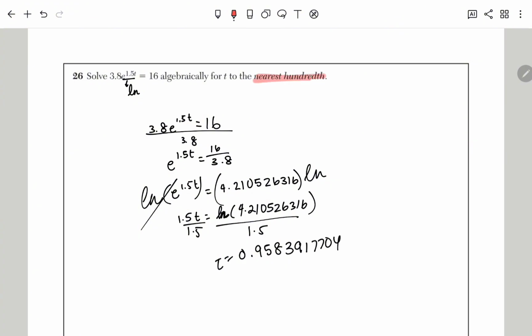Because they're asking to the nearest hundredth, I'm going to put my final answer, t equals 0.96. And so again, you just use your calculator. So we know that when we have e, the inverse is ln, okay? So when we do that, we're going to first divide by the 3.8, and then we get 16 divided by 3.8. You can keep it like this and then just apply the ln, or you can simplify this part.